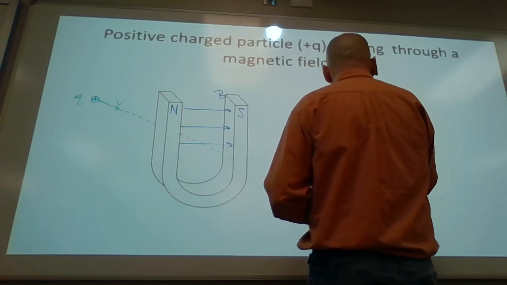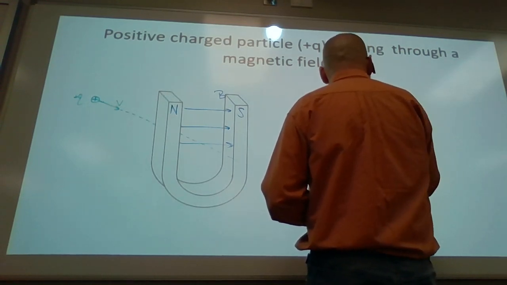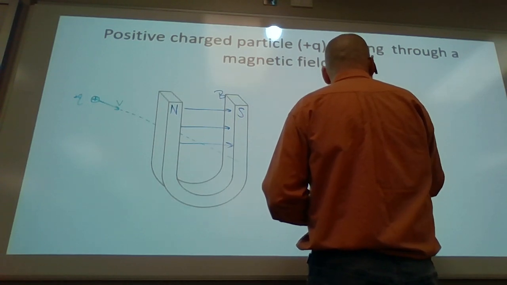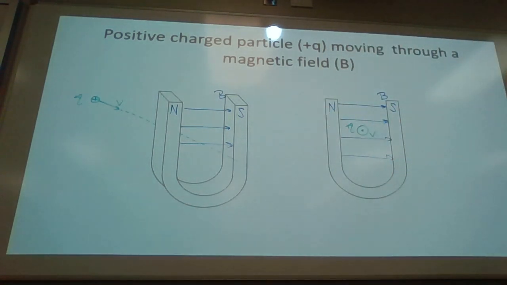So, we have a positively charged particle. Velocity is coming out of the board. So here we have a moving charged particle that is moving perpendicular to the magnetic field, and therefore it's going to experience magnetic force. Which way this is going to be forced is completely unintuitive.